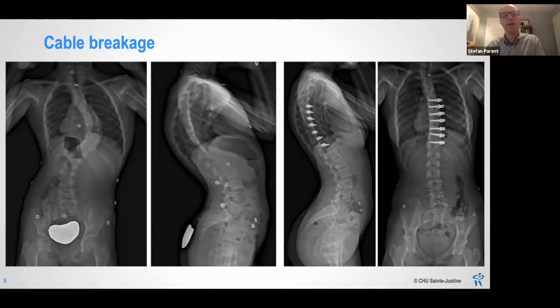I agree with you. I think that in any other hands 10 years ago, this would have been either growing rods, either magic, or an anterior posterior spinal fusion. So I think the outcome's pretty good. For now at least.